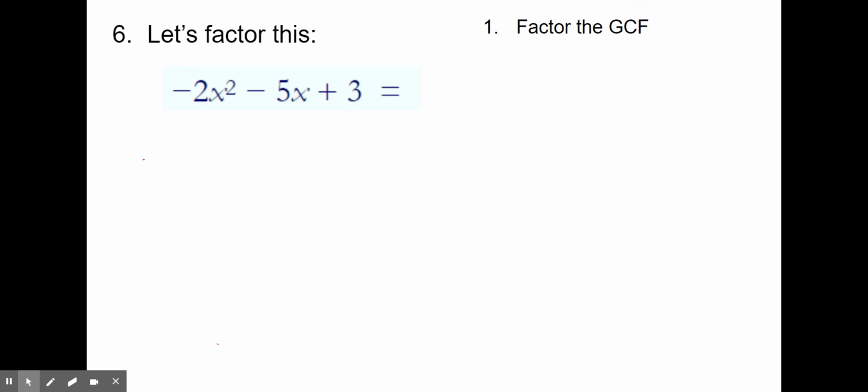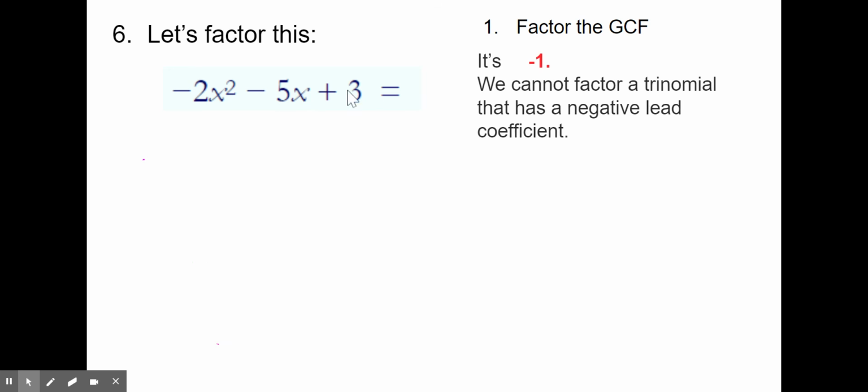It's very simple. When you factor out the GCF, if you have a negative lead coefficient, make sure you factor out a negative, even if it's negative 1. We can't factor a trinomial that has a negative lead coefficient. So if we factor out a negative 1, each of the signs of the terms change. My negative 2x squared changes to positive 2x squared. My negative 5x changes to positive 5x. And my positive 3 changes to negative 3. As long as I have a positive lead coefficient, that's all I'm really concerned about.